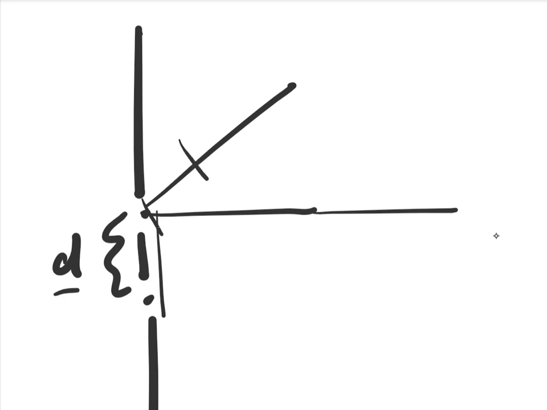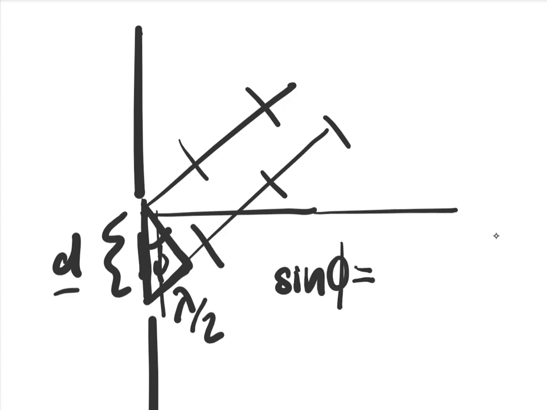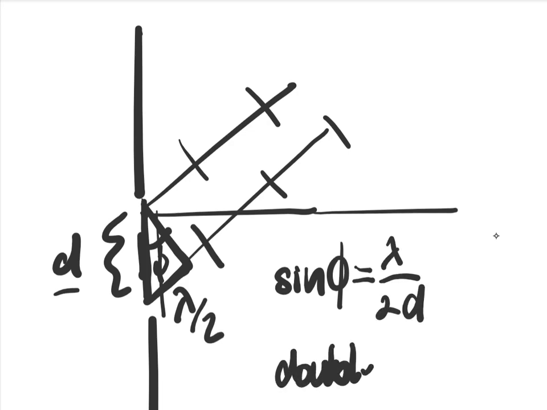Fun fact, if d is small, this angle is going to be large, and if d is large, this angle is going to be small. So we find some angle where we get destructive interference. Now we can draw a triangle just like we did before, except the opposite this time is again lambda over 2, the angle is phi, and the hypotenuse is d. So sine phi in this case then is lambda over 2d for the double slit.